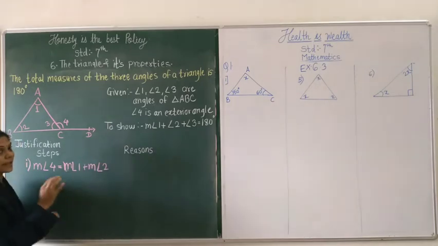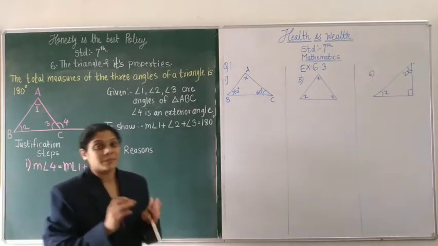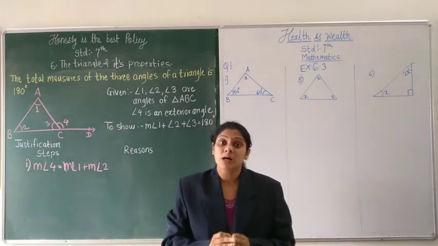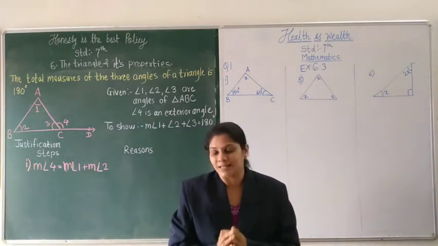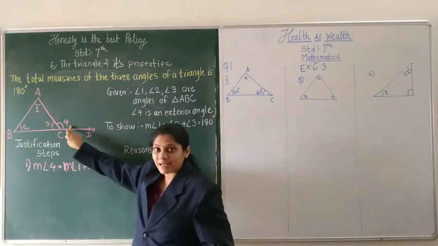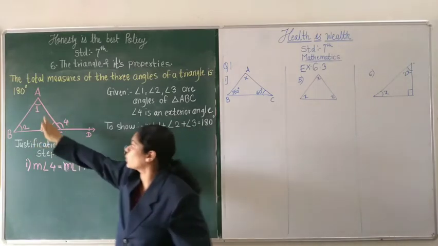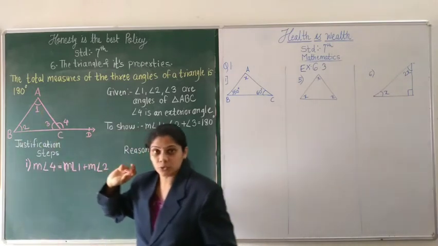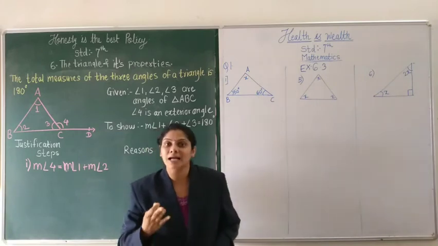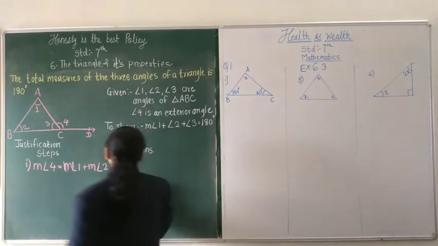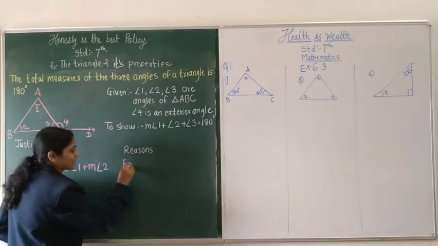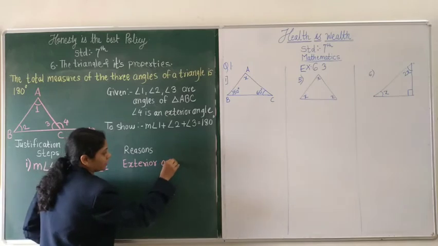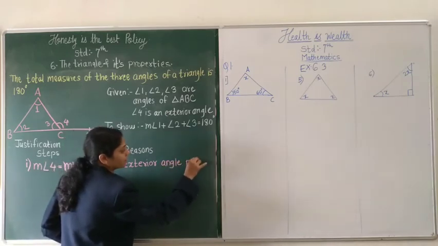What is the exterior angle property? The measure of an exterior angle is equal to the sum of the interior opposite angles. 4 is an exterior angle, so its interior opposite angles are 1 and 2. So measure angle 4 is equal to measure angle 1 plus measure angle 2. What will be the reason? Exterior angle property of a triangle. Now we will write that property here: exterior angle property.